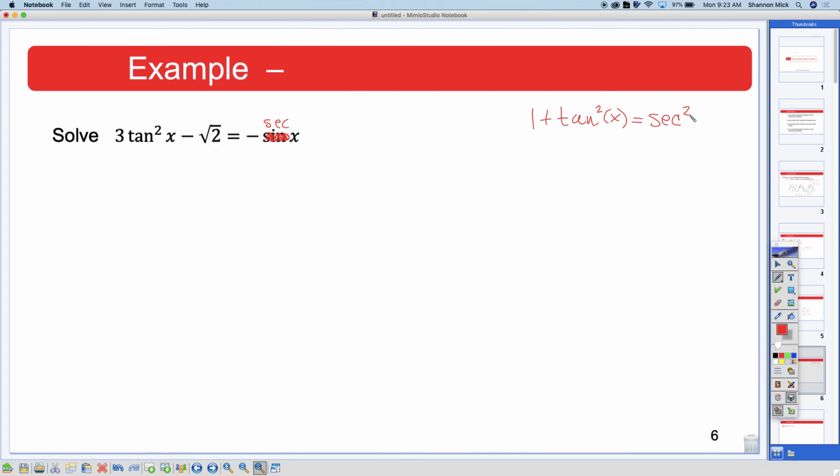Okay, so I've got to solve 1 plus tangent squared equals secant squared to make it tangent squared equals what? How would I get just tangent squared? Subtract 1. So I have secant squared minus 1 equals tangent squared. So can I substitute that in here for this tangent squared? Yeah. So I have 3 times the quantity, secant squared minus 1, oops, I forgot my x, minus square root of 2 minus secant equals secant. Yes.